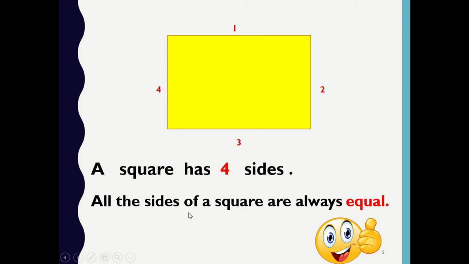All the sides of a square are always equal. A square has 4 corners. This is a corner and you can see 1, 2, 3 and 4. It has 4 corners.